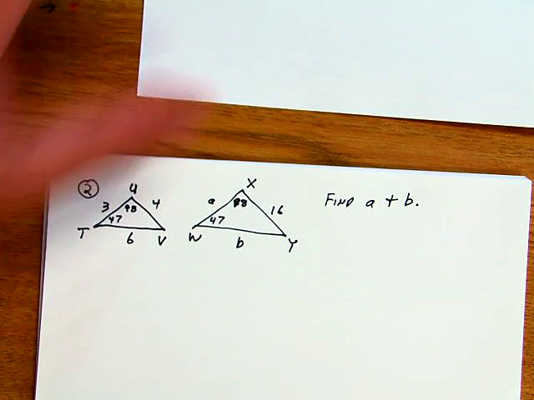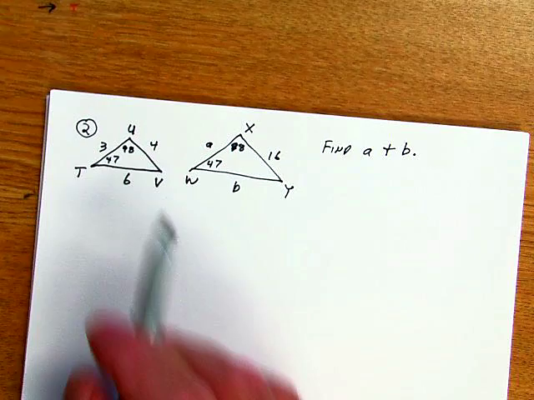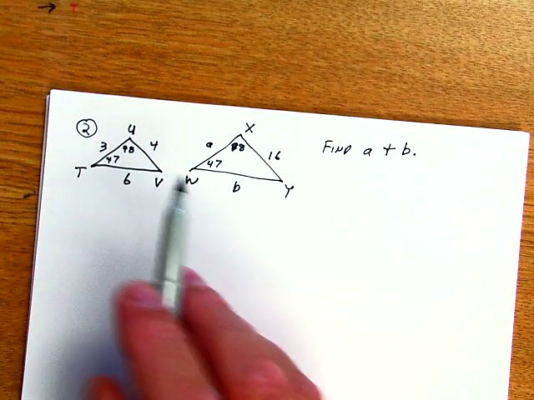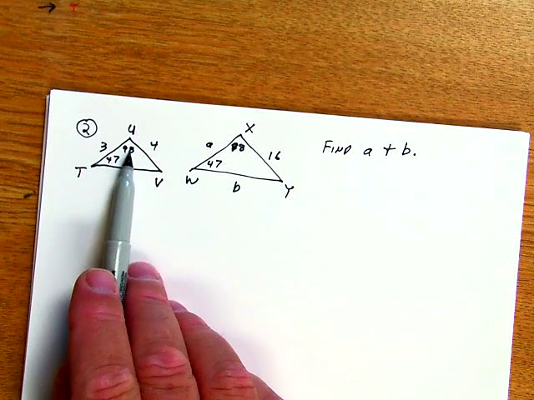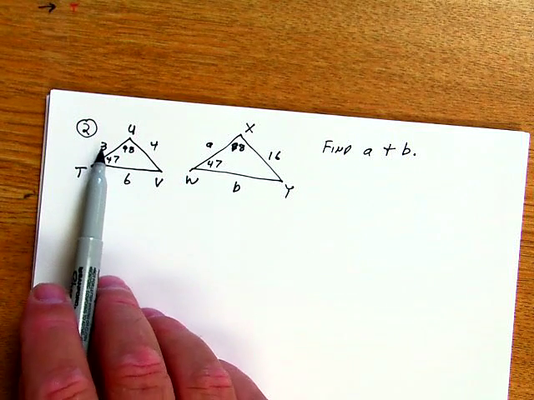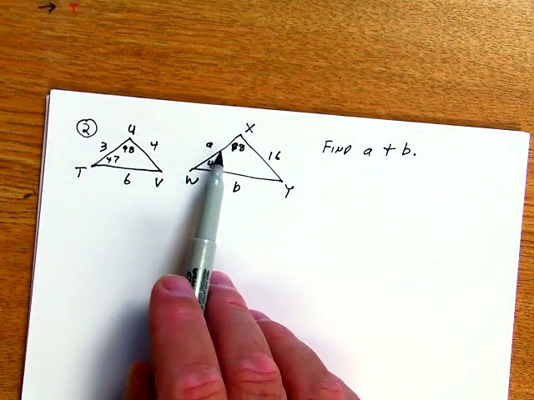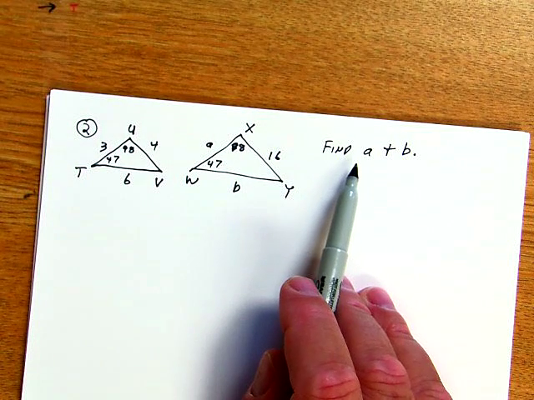Okay, let's continue on with example 2. In example 2, we were given two similar triangles. We're told that they're similar, and we're given the fact that they have 47 degrees on the bottom left and 98 degrees on the top. And the smaller one has sides 3, 4, and 6, and the larger one has A and B and 16. And we're told to find A and B.